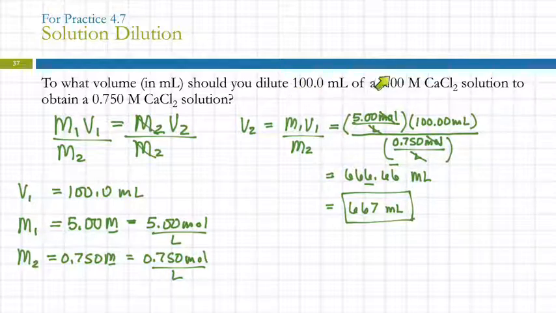So if I take 100 milliliters of this more concentrated solution, I'm going to end up with a larger volume of the less concentrated solution. Any questions?